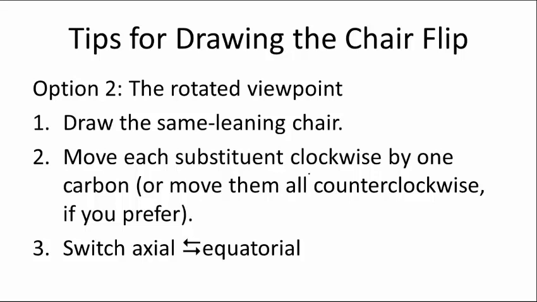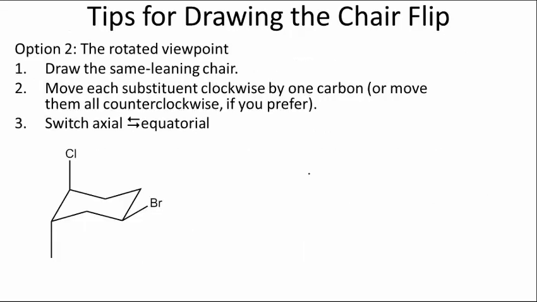So in this case, you're just rotating your viewpoint. You would draw the same chair you drew before, but you would just move each substituent clockwise or counterclockwise by one spot, and then you switch axial to equatorial. So to demonstrate that with this same molecule, 1, 2, 3, 4, 5, 6. I'd say, oh, I don't like drawing chairs that lean to the left, so I'm just going to draw a chair that leans to the right again.